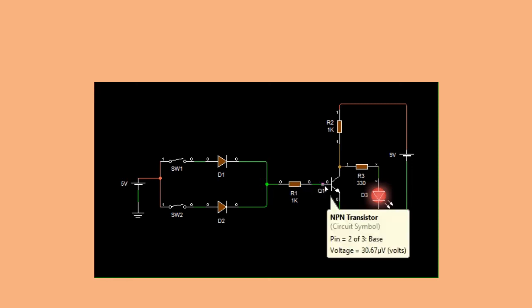From this junction point, one resistor, R1, a 1 kilo ohm resistor, is connected. One terminal of this 1 kilo ohm resistor is connected to this junction point and the other terminal is connected to the base terminal of this NPN transistor. Here one NPN transistor is used as an inverter. This terminal is the base, this terminal is the emitter terminal, which is grounded. The transistor is in CE mode. This is the collector terminal.